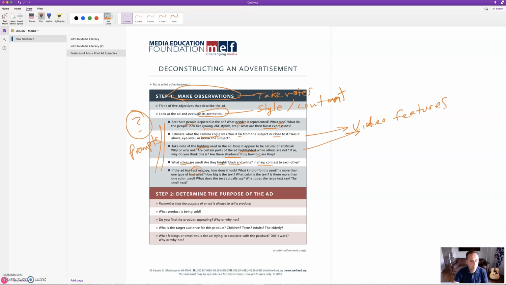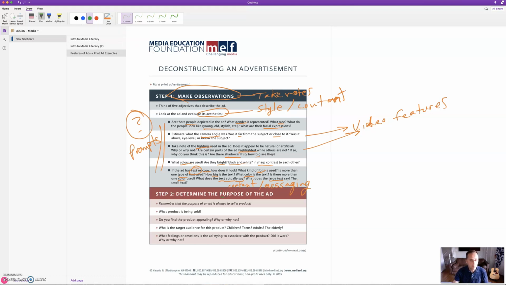Then think about the text. Copy just means writing. Think about the fonts. Is there more than one type of font used? Think about the size of the font, the color. Do they use more than one color? Think about the content and the messaging. So not just the colors that they choose, but what words did they actually write? Which words are in larger text? Which words are in smaller text? And so on.